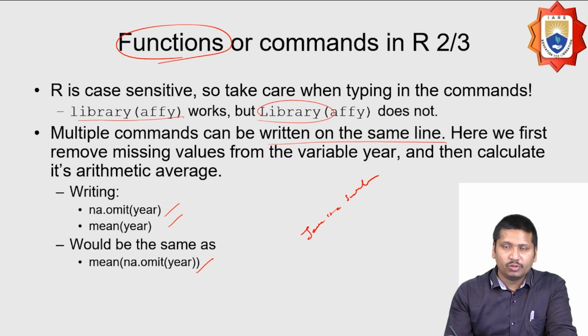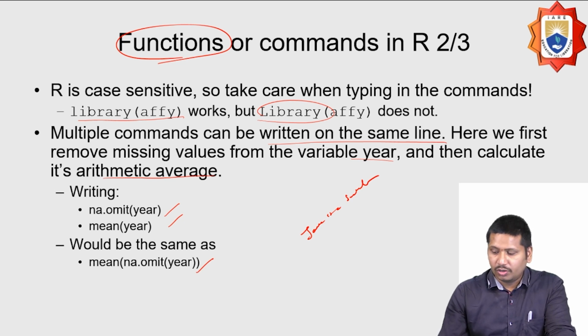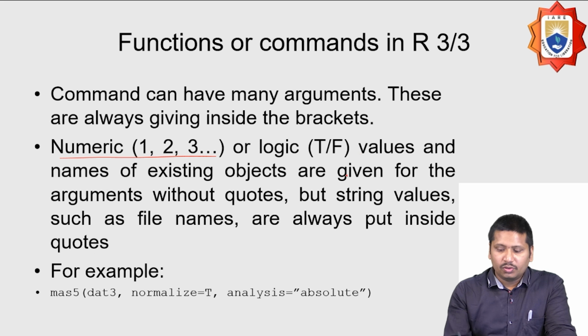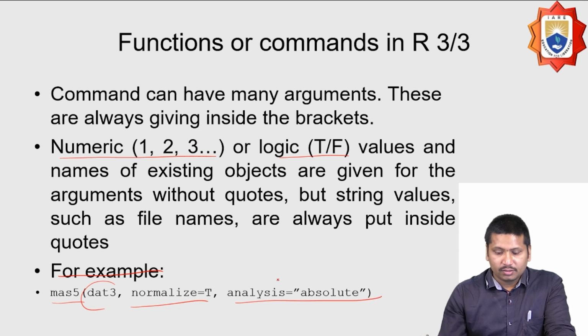So here we first remove the missing values for the variable, and then calculate the arithmetic average, writing like na.omit and mean of na.omit here. So these are the functions or commands in R. The command has many arguments, and these are always used inside the brackets. They can be numeric or logical, where you can give the values TRUE or FALSE. For example, if I take the mass of date and then normalize analysis, like this I can use it.